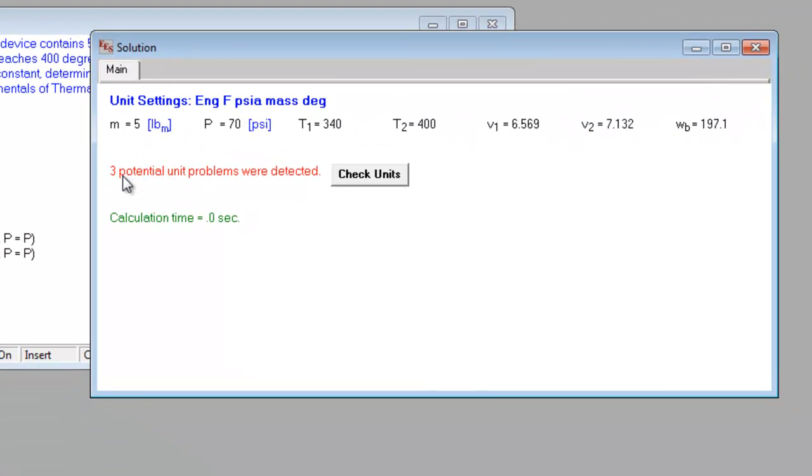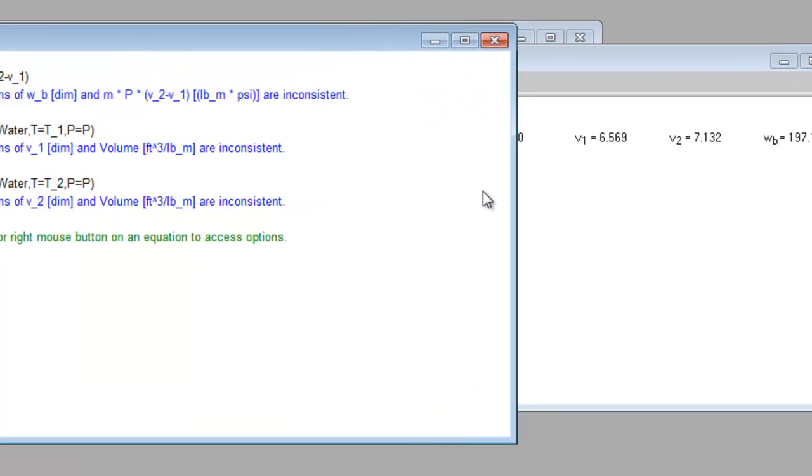We're going to go ahead and ignore the 3 unit problems that were detected, but you can see that it gave you the values that you typed in, and also it solved for these values for V1 and V2 and gave you the work. Now then, this answer is incorrect. Let's hit check units real quick.